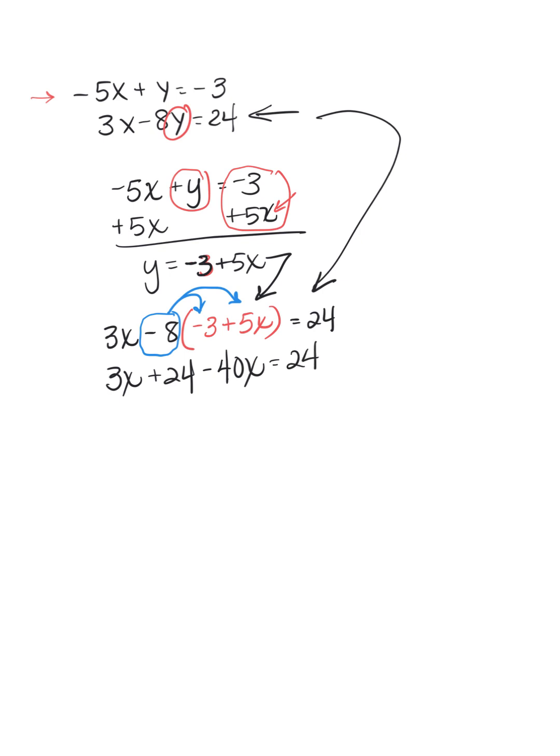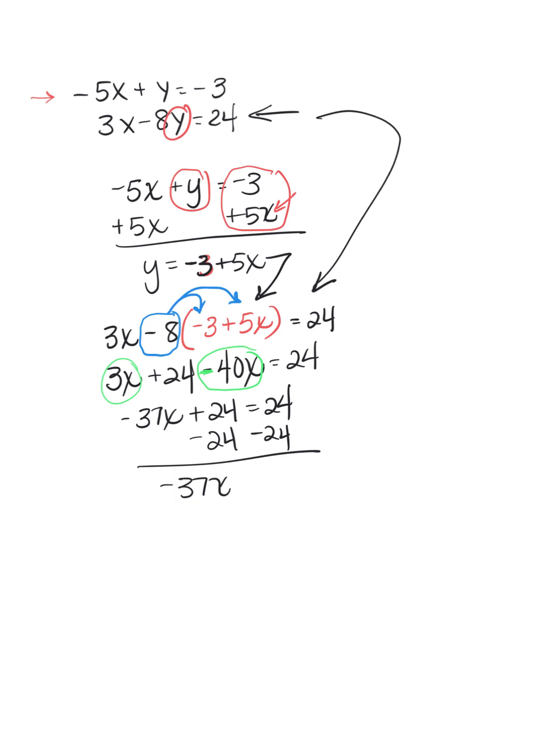All that equals 24. All right, we need to combine like terms. That negative belongs with the negative 40. So 3x minus 40x is going to be negative 37x. We still have the plus 24. Subtract 24, so I'm trying to isolate my x. That gives me negative 37x is equal to 0. What? Yeah, that's allowed. So now I'm going to divide by negative 37, and that gives me x is 0.